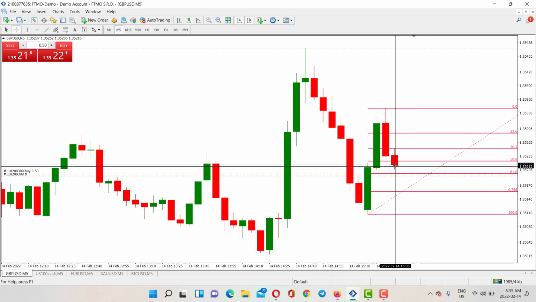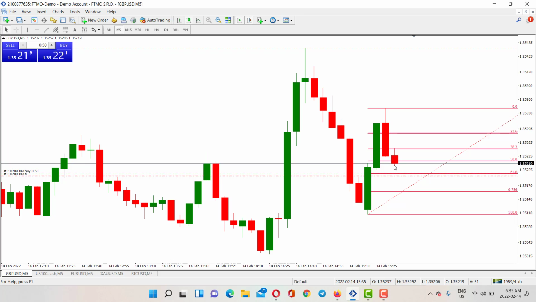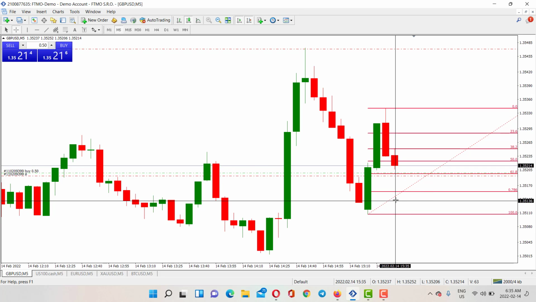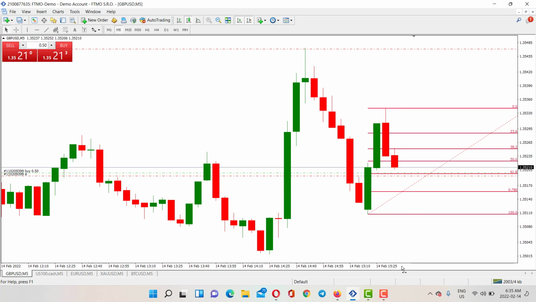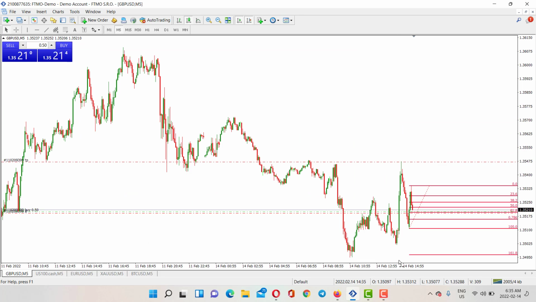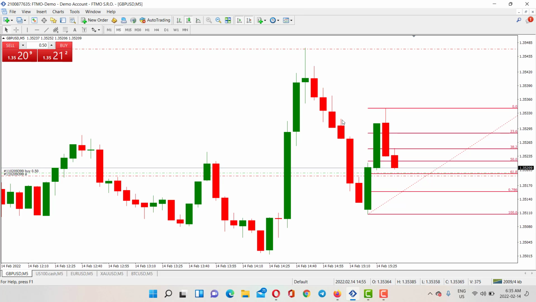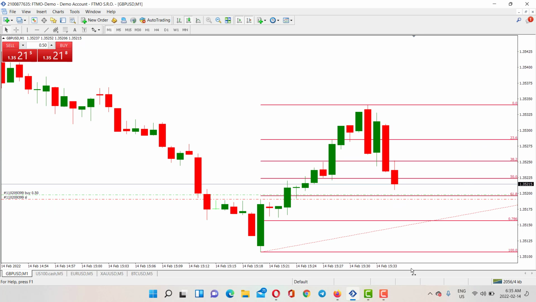But right now, it's trying to respect this level. It's trying to get rejected towards upside. So if I get stopped out, it's only £2. It's a risk-free trade, I would say. But if it does get stopped out, I don't care at all, because I got my profit in the first place with the lot size that I wanted. So this is just something extra. But let's see. Let's see.